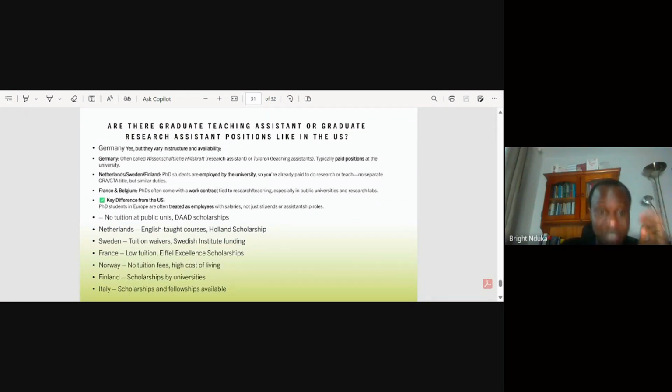For some countries, yes. It depends on the country. Like Germany, yes. Netherlands, PhD students are employed by the university. France and Belgium, PhDs often come with a work contract tied to research and teaching. So you need to look at all of these things.